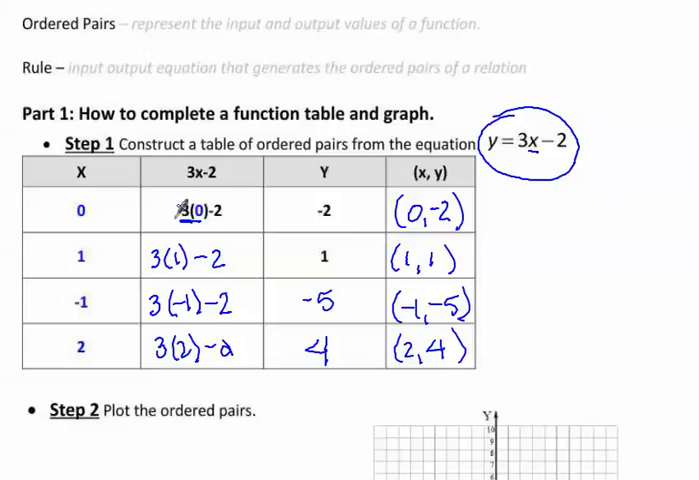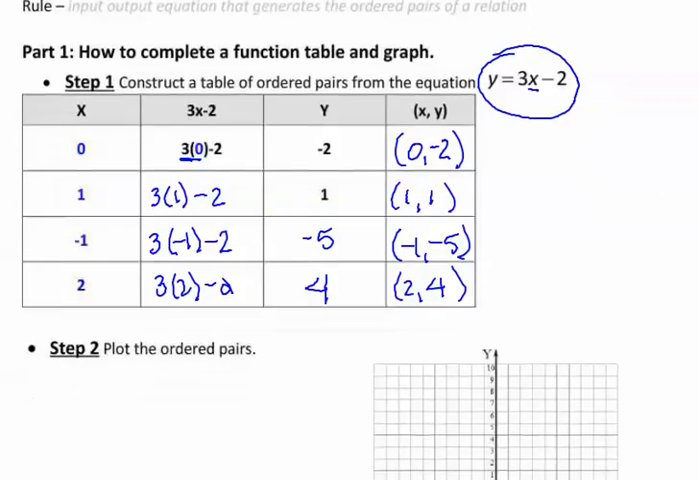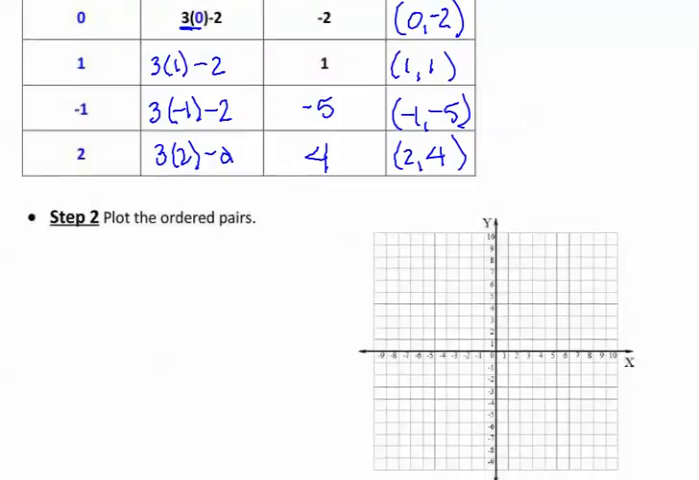Once you've created this table, you've gotten your ordered pairs, you can plot them. First I'm going to plot 0, negative 2; 1, 1; negative 1, negative 5; 2, 4. You can see that they do create a line, which is considered a function.